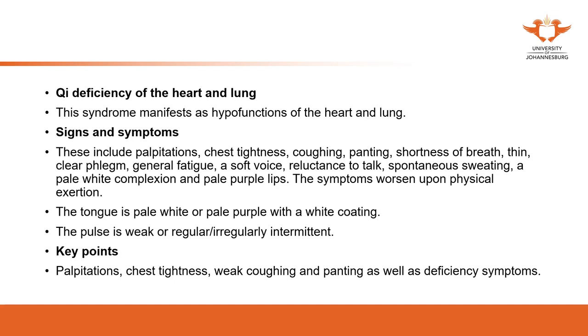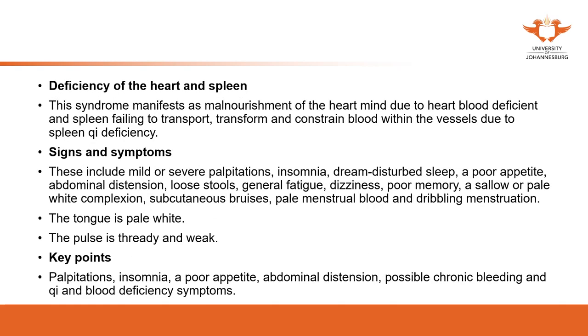No matter from the clinical practice or from your test, you're going to find the key manifestations of each organ, and then you can identify which syndrome the patient is suffering. The deficiency of the heart and the spleen. This syndrome will focus on the qi and blood. So that's why it manifests as malnourishment of the heart mind due to heart blood deficiency and spleen qi, although it mentions there spleen qi deficiency. The reason is because the heart function, we need the heart blood. Where does the blood come from?